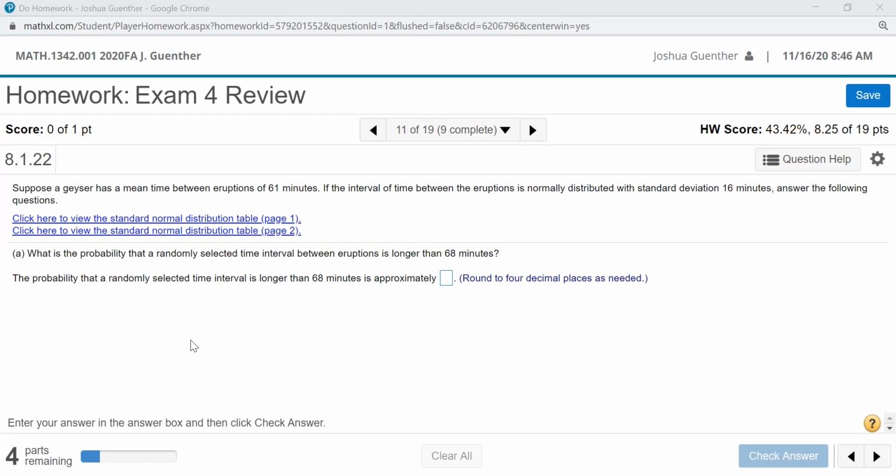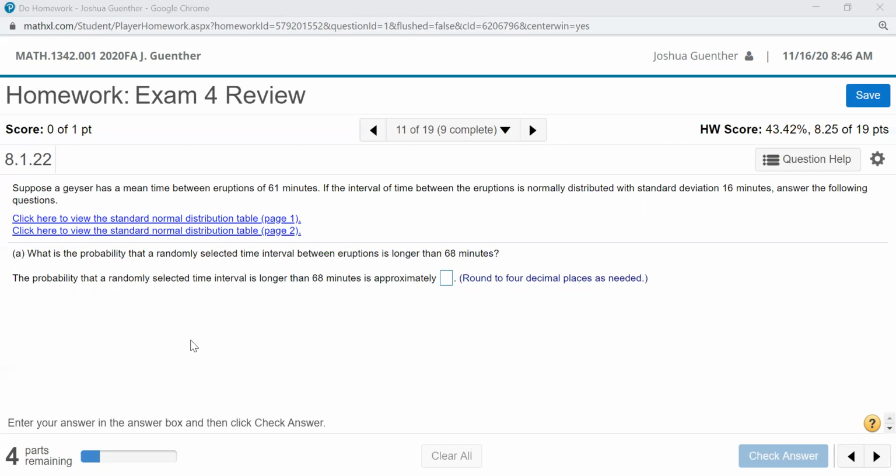So anyways, if the interval of time between the eruptions is normally distributed with standard deviation 16 minutes. So while the time between eruptions is 61 minutes on average, there are so many factors that go into it. There are so many things that can change the amount of time. You think about a geyser, it's all about pressure under the ground that's pushing water up.